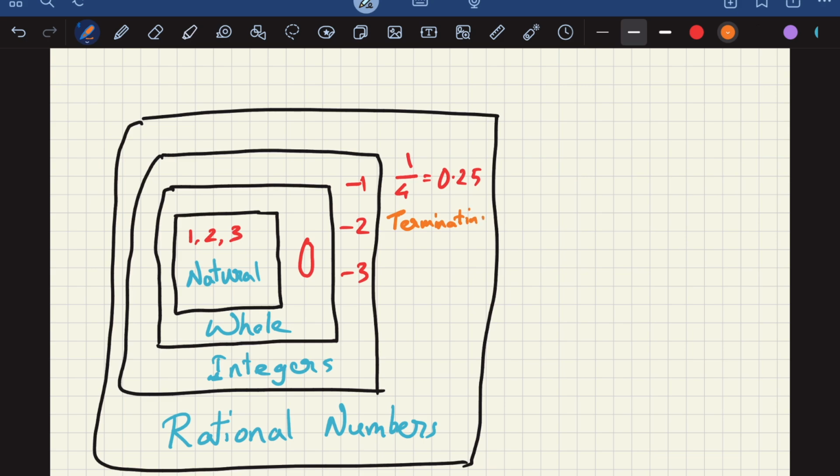Now, this particular fraction that is 0.25, these are called terminating decimals because it ends at some decimal point. But 1/3 is 0.33 and the 3 keeps repeating. So these are called repeating decimals. Both terminating decimals and repeating decimals are under rational numbers because we can still represent them as a fraction.